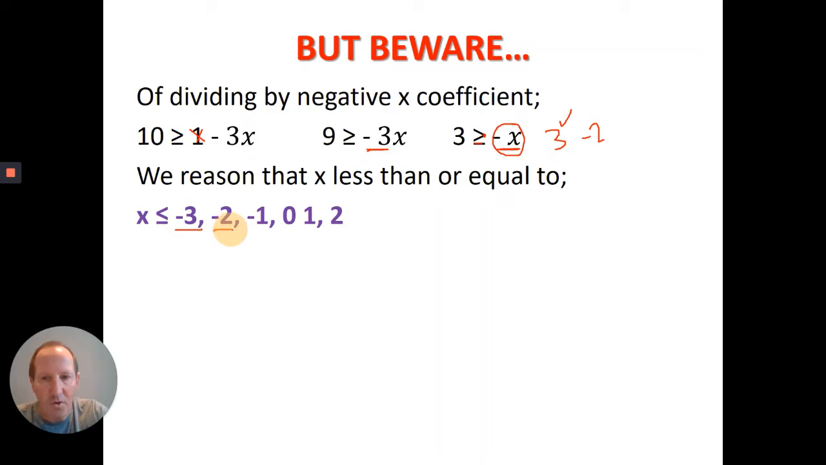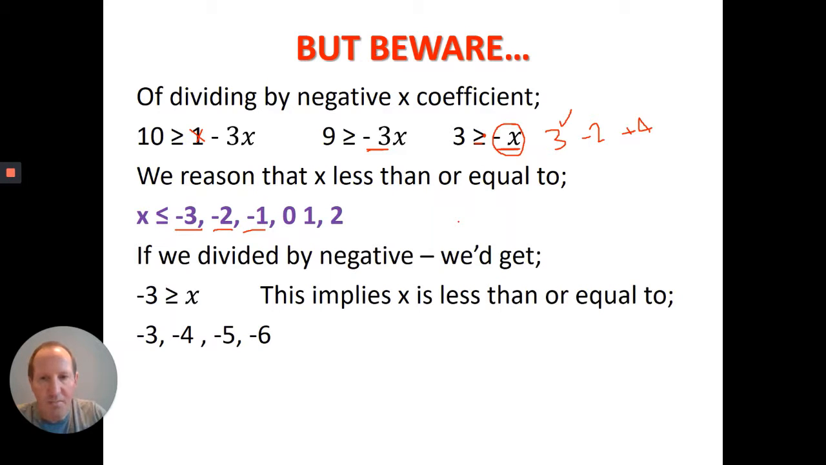So minus 2 works. If I put in minus 1, I get minus minus 1, and 3 is greater than 1. So that does work. So you can see the answers are going that way. If I put in minus 4 in there, I get minus minus 4, and that will actually be plus 4. And that is not less than 3. So plus 4 doesn't work.